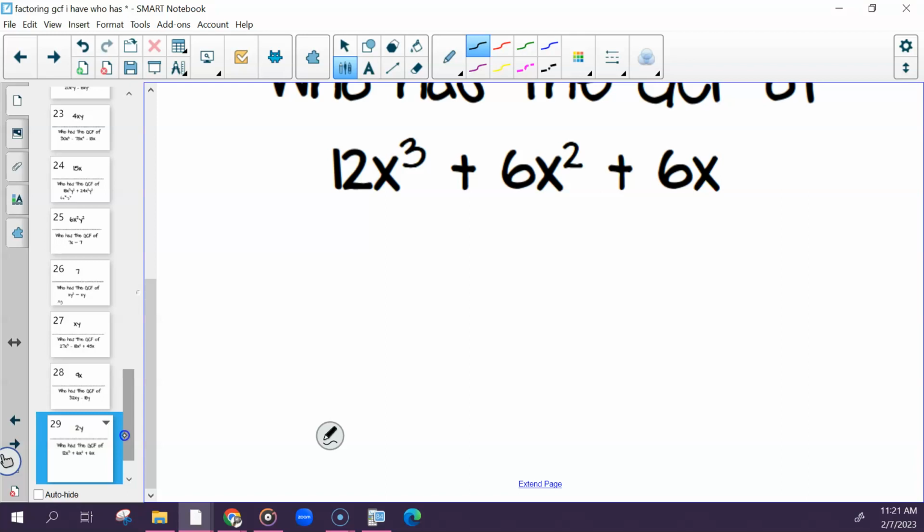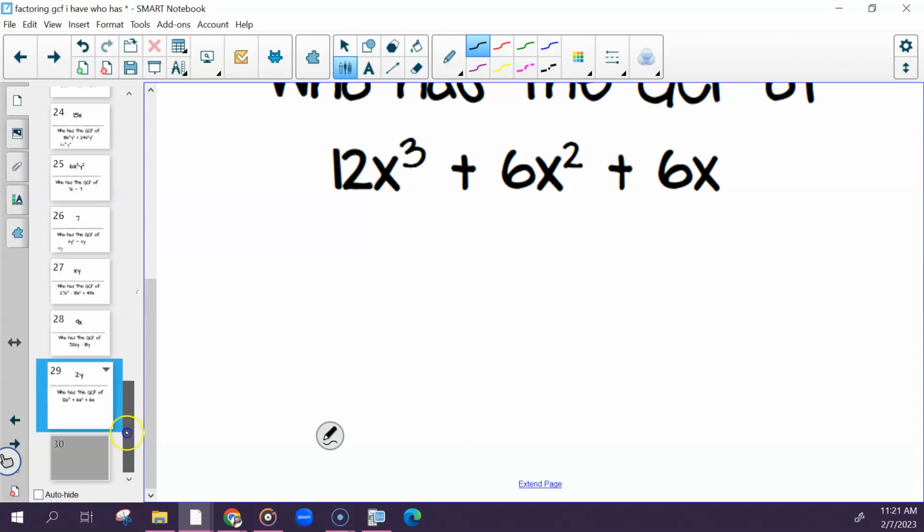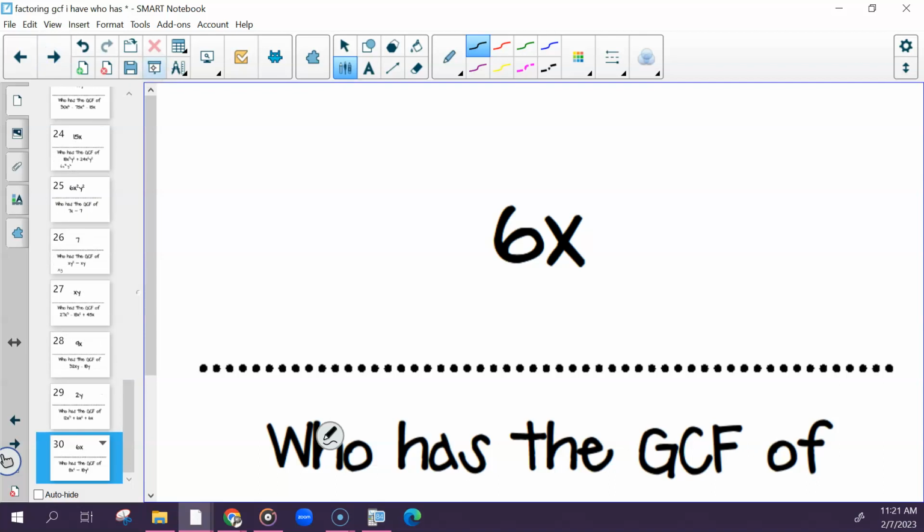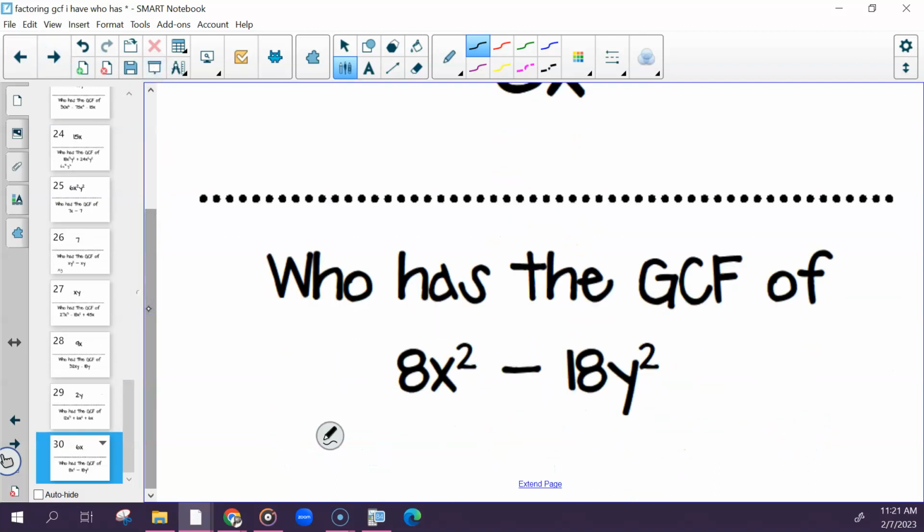I think that's yours. Go ahead and read that one. And you can just read this one. The GCF of A, X. And that was the first card we started with, which was 2. So good job. Thank you for participating.